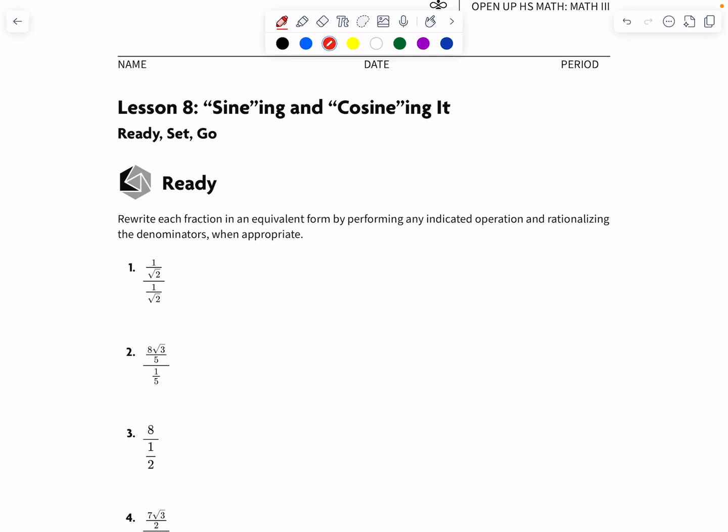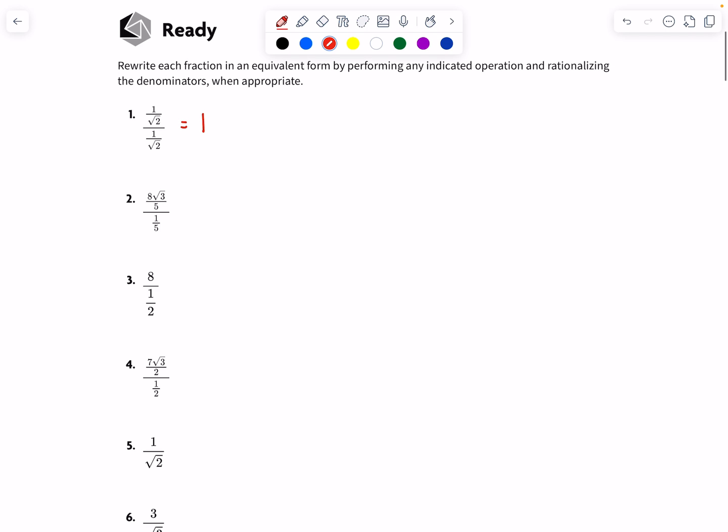Okay, this is lesson 6-8 for the Ready, Set, Go problems. And this is 1. A banana divided by a banana is always 1. Cancel out the 1/5. You have 8√3.